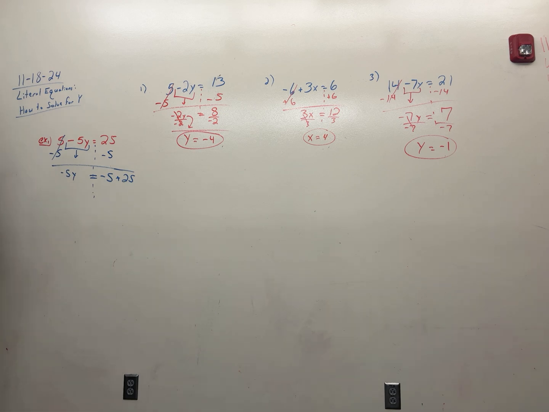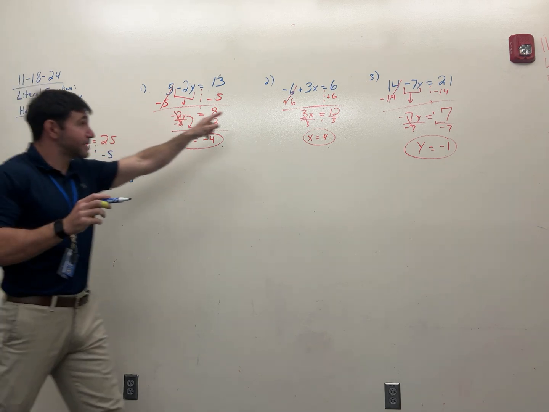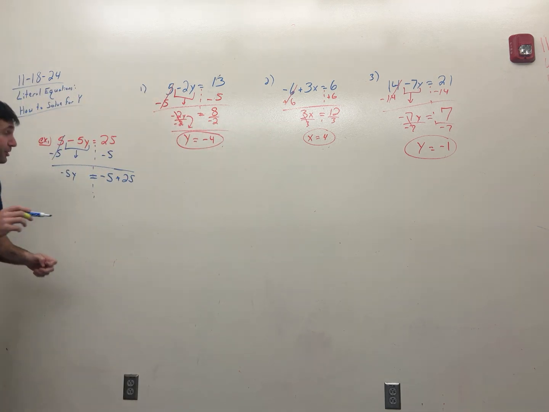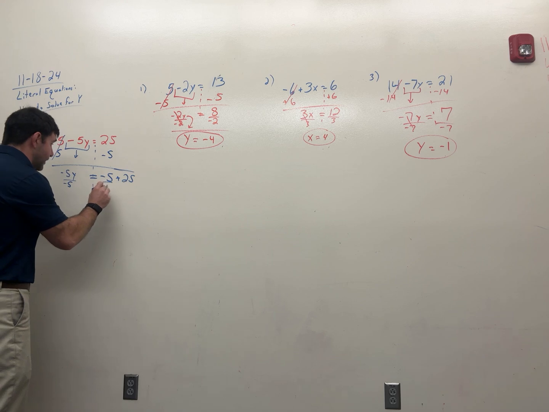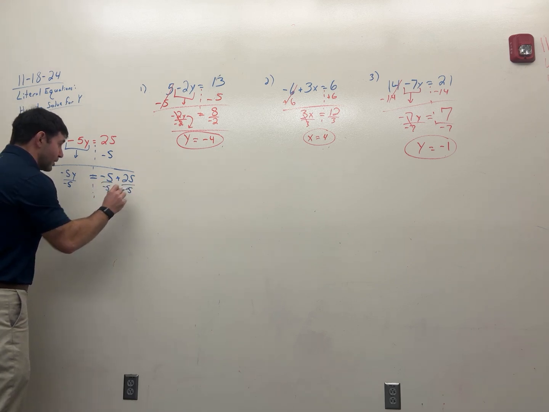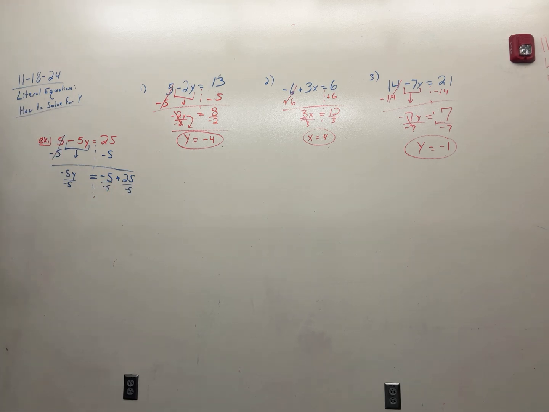Now what do I do to get y by itself? Divide. The last step is either always multiplying or dividing. So we're going to divide by negative 5. On this side, what am I going to divide negative 5 by, though? 25. All of it. So I'm going to divide by negative 5 here, and I'm going to divide by negative 5 here. Now I'm going to show you what happens here.